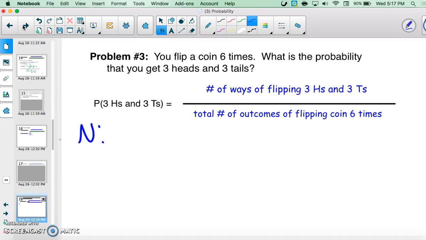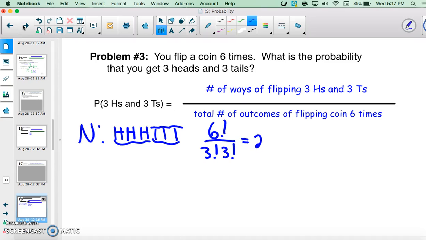So for the numerator, I like to write out my letters just to see the words that we're dealing with. So for our numerator, we've got 6 different options because that's the number of ways of flipping our coin. And we've got repeats of letters. So we've got 6 total, and then I'm going to divide by my repeats. So 3 factorial, just like we did with algebra in Tennessee. And that's going to give us 20.